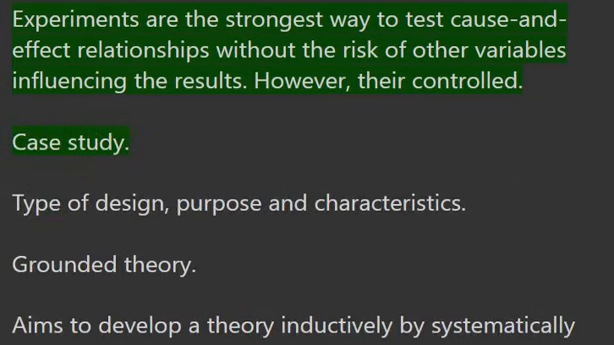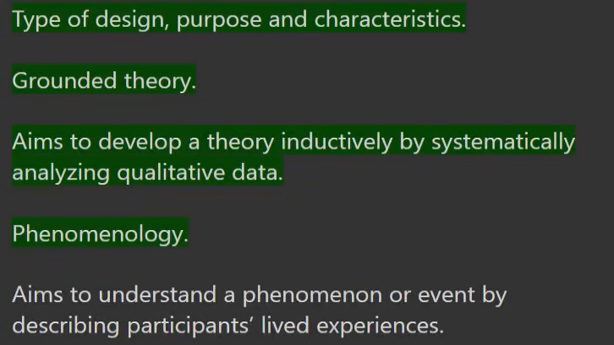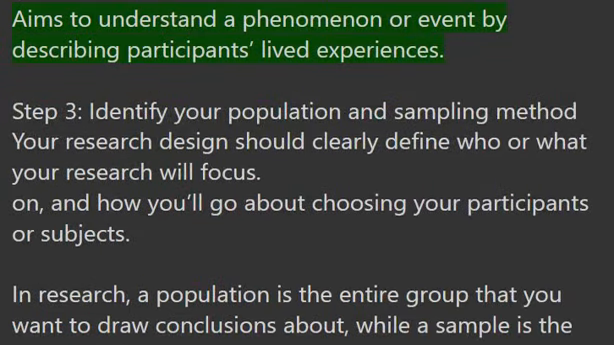Experiments are the strongest way to test cause and effect relationships without the risk of other variables influencing the results. However, they're controlled. Case study. Type of design, purpose and characteristics. Grounded theory. Aims to develop a theory inductively by systematically analyzing qualitative data. Phenomenology. Aims to understand a phenomenon or event by describing participants' lived experiences.